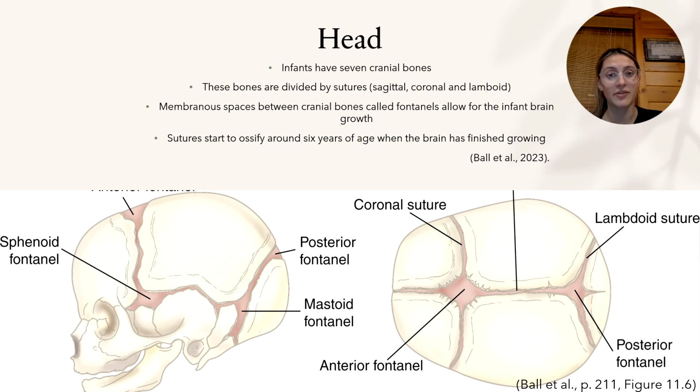Of note, infants have 7 soft cranial bones, which are divided by 3 different sutures, the sagittal, coronal, and lambdoid. There are membranous spaces between cranial bones called fontanelles that allow for infant brain growth, and sutures start to ossify around 6 years of age when the brain has finished growing.